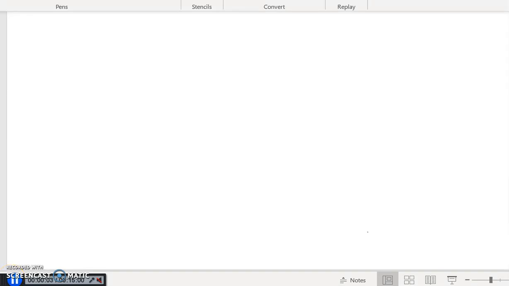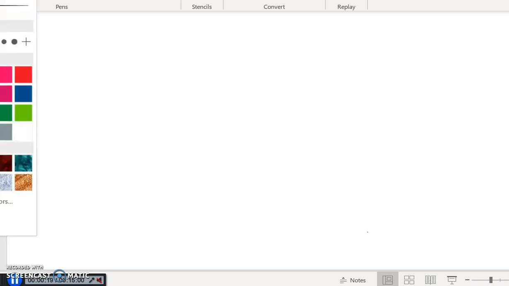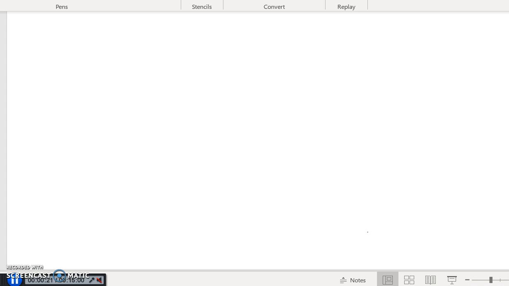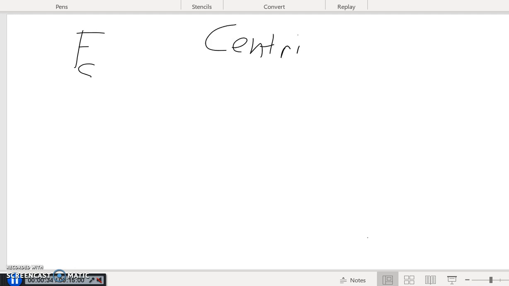So now we want to look at homework problems 2 and 3. To look at these, we have to introduce just a little bit of background physics before we actually solve anything. So what we're going to do is introduce the idea of centripetal acceleration. And we call this F sub c, and this is centripetal acceleration.